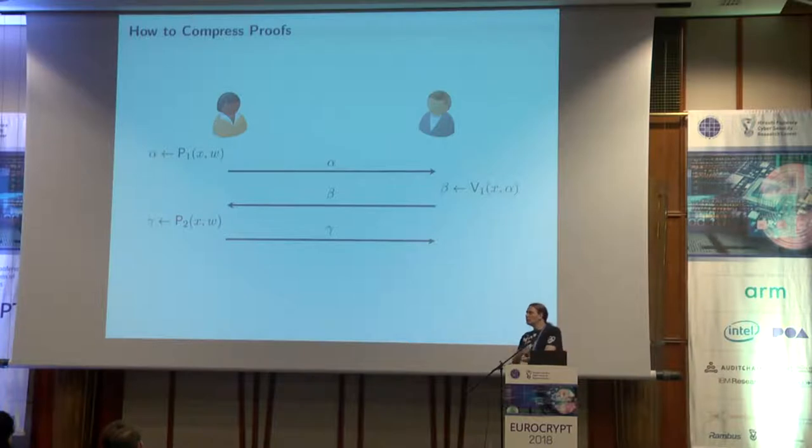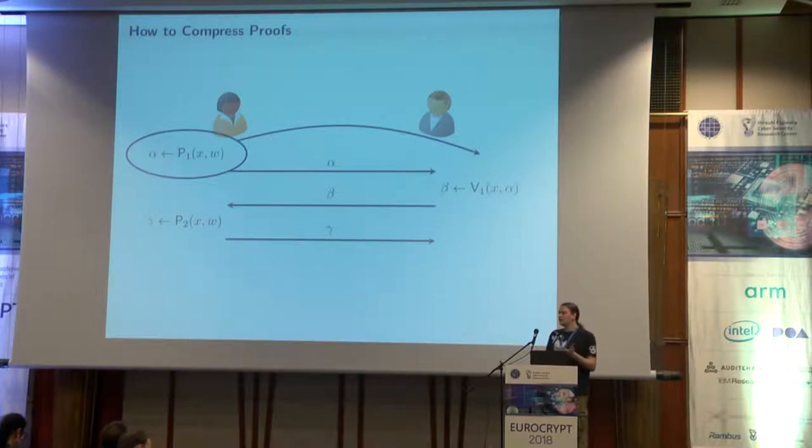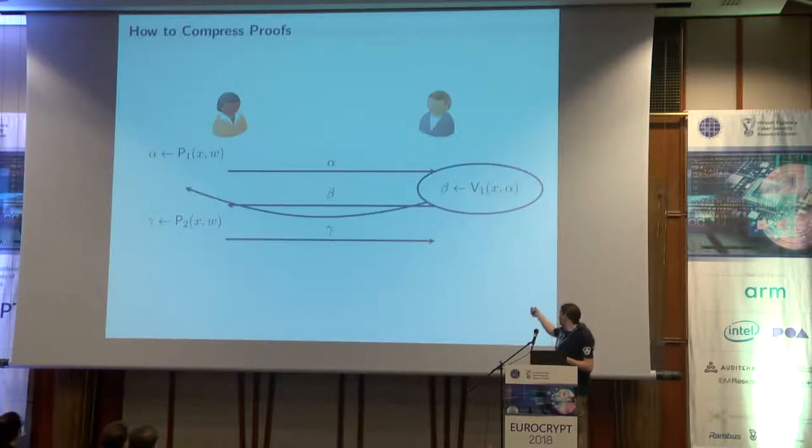Which now leads to the question, how do we actually compress protocols? To compress protocols, we somehow have to remove interaction from it. So how can we do that? Basically, the only way to do that is to somehow move around computation. We could try to move computation from the prover to the verifier to somehow eliminate the first communication step, which seems hard because the prover already uses his witness there. Or we could do it the other way around. We could try to move computation from the verifier to the prover.